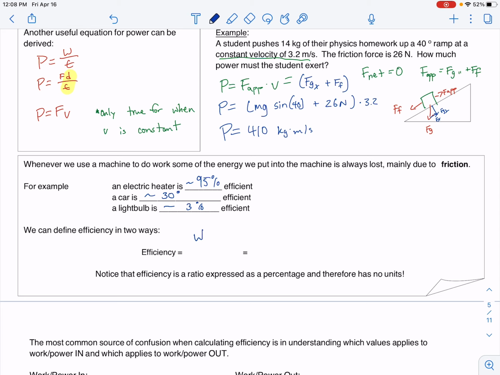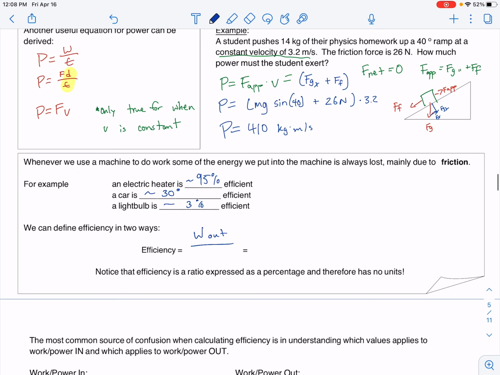So once again, our efficiency formula is the work out divided by work in, times 100. Which is going to be the same as power out divided by power in, times 100. Again, expressed as a ratio, not a percentage.